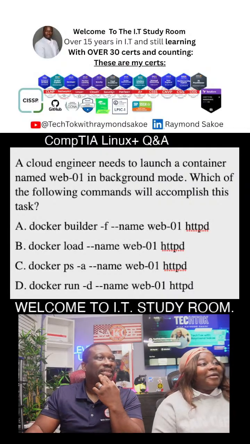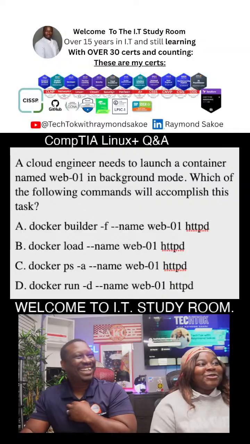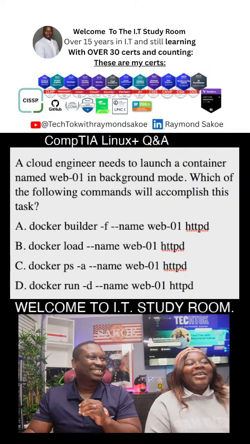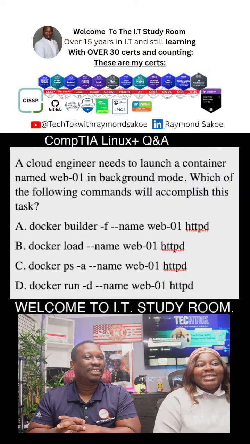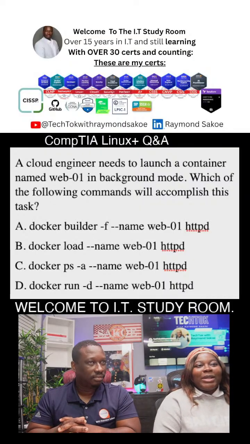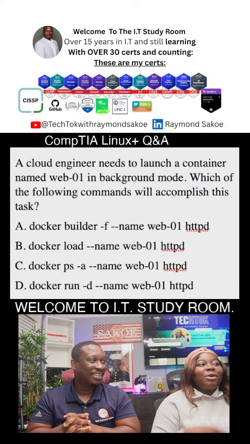Okay, CSSP agrees. Your boyfriend says it's D. Okay, you take your boyfriend's answer then. All right, hold on. Is it a boyfriend or best friend? Which one? All right. A cloud engineer needs to launch a container named web-01 in the background mode. Which of the following commands will accomplish this task? Okay. I'm going with the lady's boyfriend.